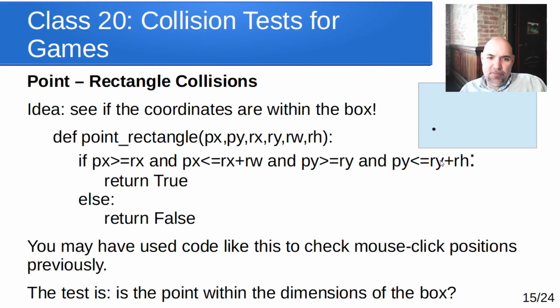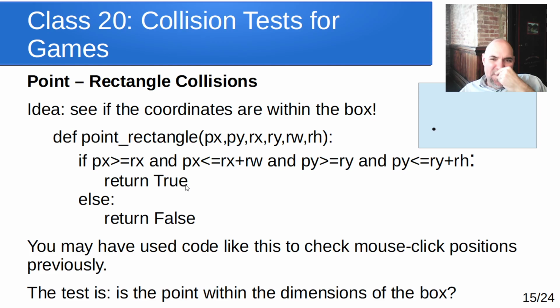So here's what the code looks like for that. We say if point x is greater than rectangle x and point x is less than rectangle x plus the rectangle width. In other words, if point x is bigger than this side and also less than the coordinate of that side, and point y is greater than the top and also less than the bottom, if all of those four tests are true, the point has to be inside the rectangle. We return true, otherwise we return false.